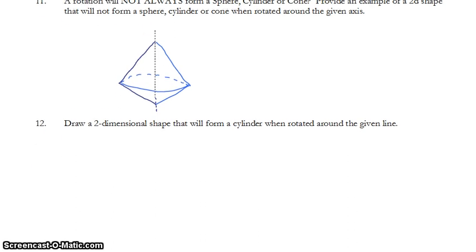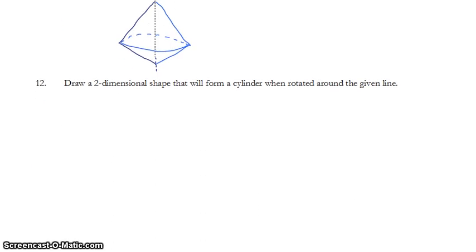Our last question says to draw the two-dimensional shape that will form a cylinder when rotated around a given axis. If yours doesn't have your axis of rotation, draw one in. I drew mine horizontal. And if I want a cylinder, I need to make sure I draw a rectangle. That, when rotated, assuming I have this at a line of symmetry, will give me a perfect cylinder.